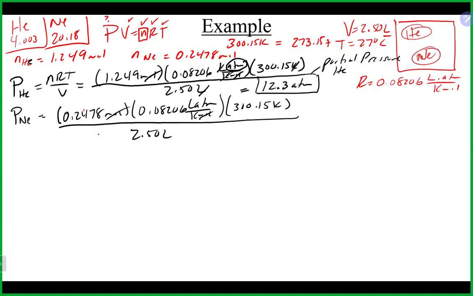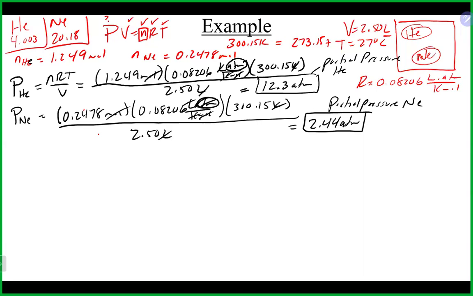Once again, moles will cancel, Kelvin will cancel, liters will cancel, and we'll end up again with atmospheres in this case. And we got 0.2478 times 0.08206 times our 300.15 divided by 2.5. That's going to give us 2.44 atmospheres. This number would be the partial pressure of neon in this mixture. First off, any questions on that calculation there?